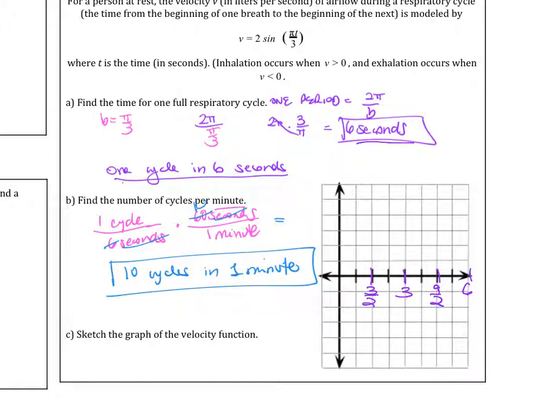Now, our amplitude is 2, so I'll go ahead and put 2 here and -2. We are graphing sine, so sine starts at 0. And then it's going to go up, down, down, up, kind of just following the parent function. And so here is a graph of the velocity function. And again, we know inhalation occurs when v is greater than 0. So this is the inhalation, and this is the exhalation.